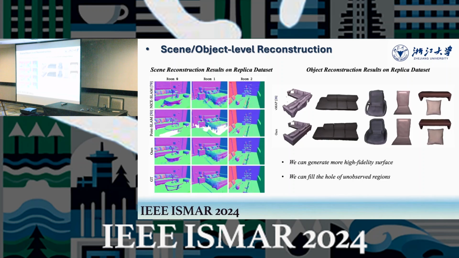We show some visualization results of scene-level and object-level reconstruction. From the figure, we can see that our approach can generate more high-fidelity surfaces and fill the whole of unobserved regions due to the smooth prior of our neural representation.